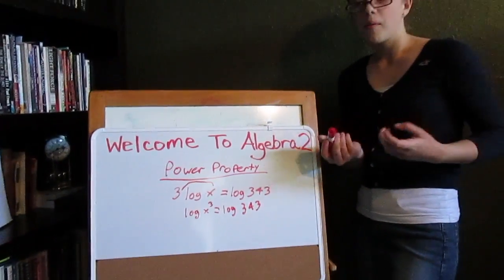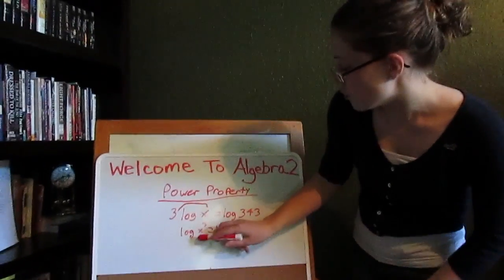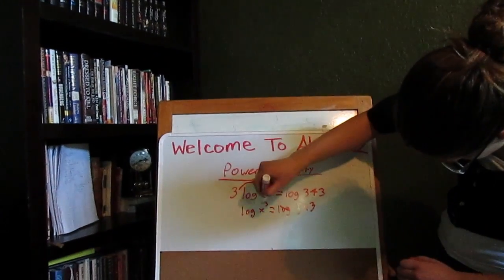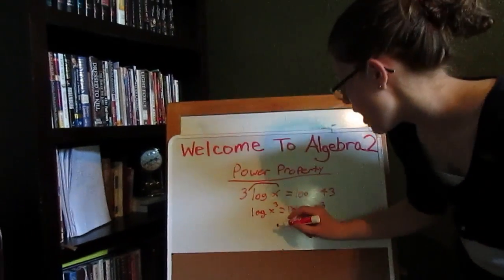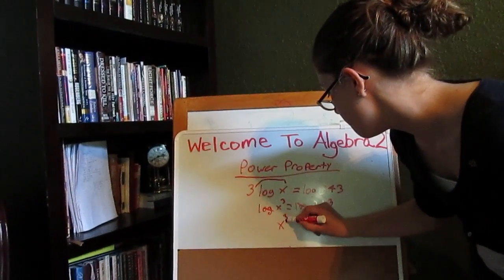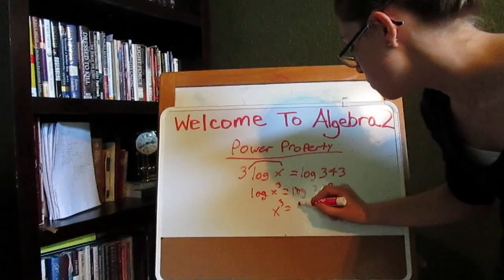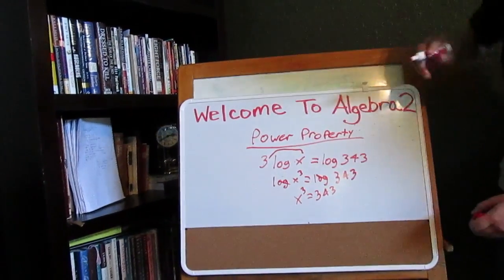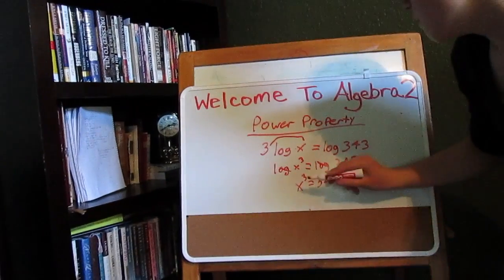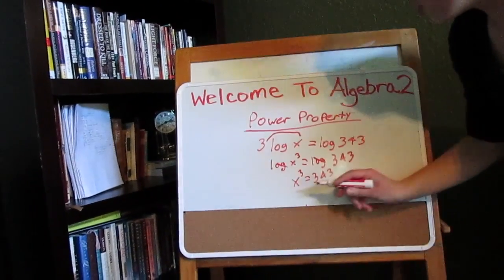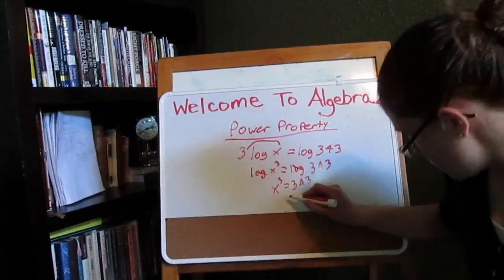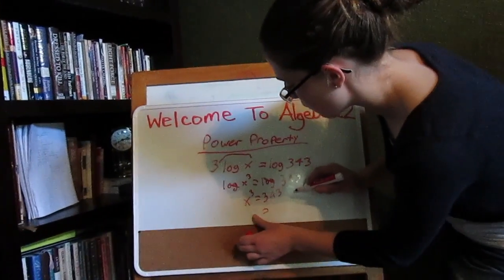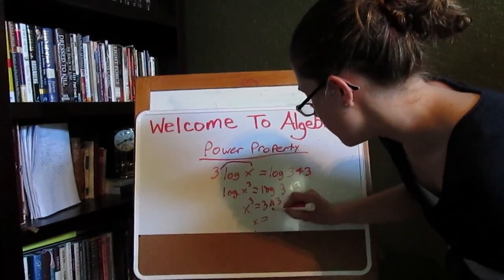The equality property of logarithms says if the bases are equal and the logarithms are equal to one another, eliminate the logarithms, and you are left with the arguments. X cubed equals 343. How to solve it now? Take the cube root of each of these. The cube root of x cubed is x, and the cube root of 343 is 7.